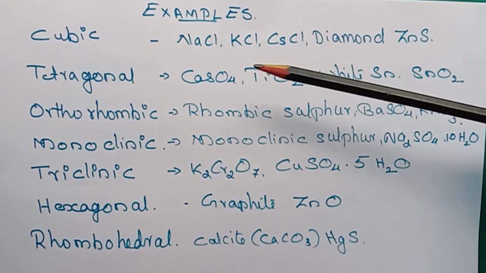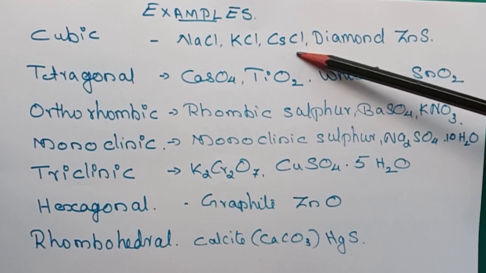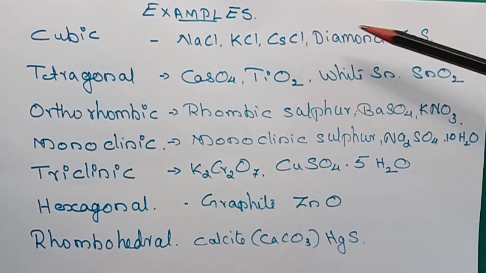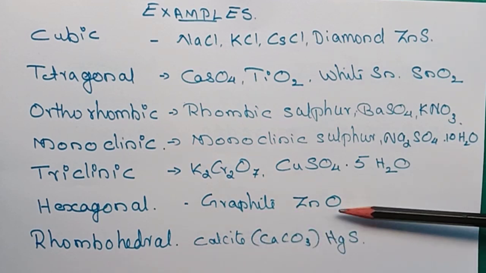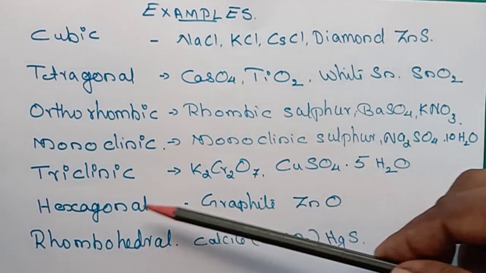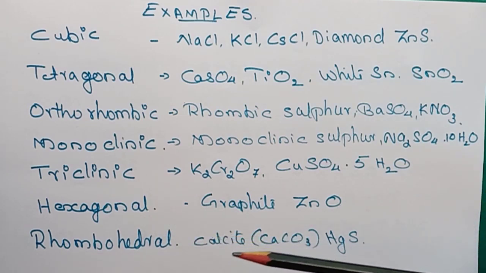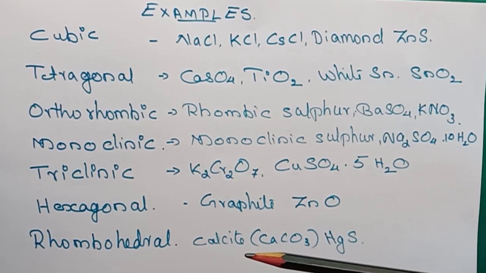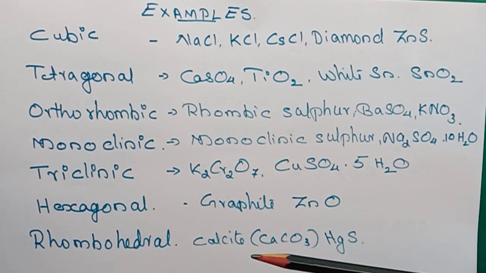Now we are going to make an attempt to learn the examples of these crystal systems easily. Cubic, see, alkali metal chloride, sodium chloride, potassium chloride, cesium chloride are examples for cubic. Remember diamond, zinc sulfide, graphite, zinc oxide. Diamond and zinc sulfide are cubic. Graphite and zinc oxide are hexagonal. You know, graphite is the best example for a hexagonal crystal system. The carbon is bonded in the graphite in a hexagonal manner. So remember zinc sulfide and zinc oxide along with these allotropes of carbon.